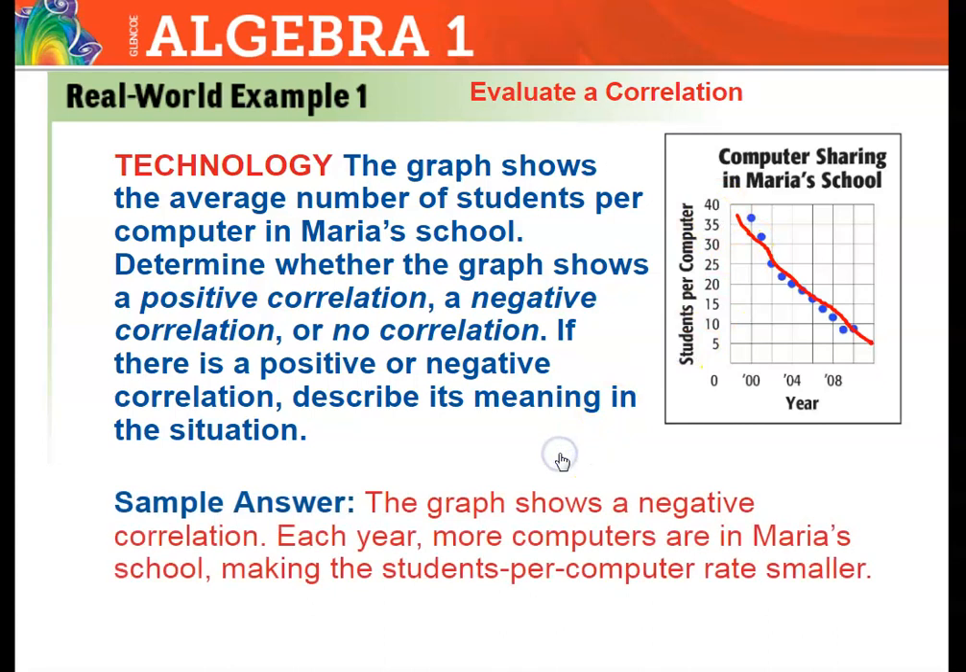And of course, the answer is going to be something like this. The graph shows a negative correlation. Well, we said that. It was going down left to right. Each year, more computers are in Maria's school, making the students per computer rate smaller. And that makes sense based on what we're seeing in the graph.